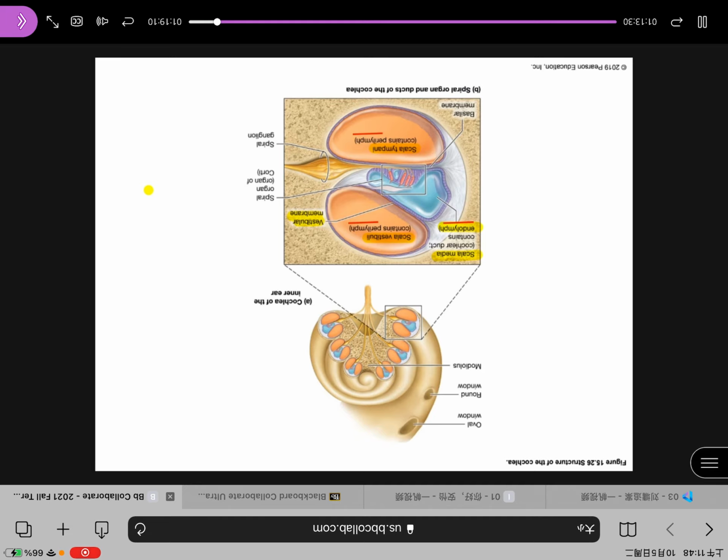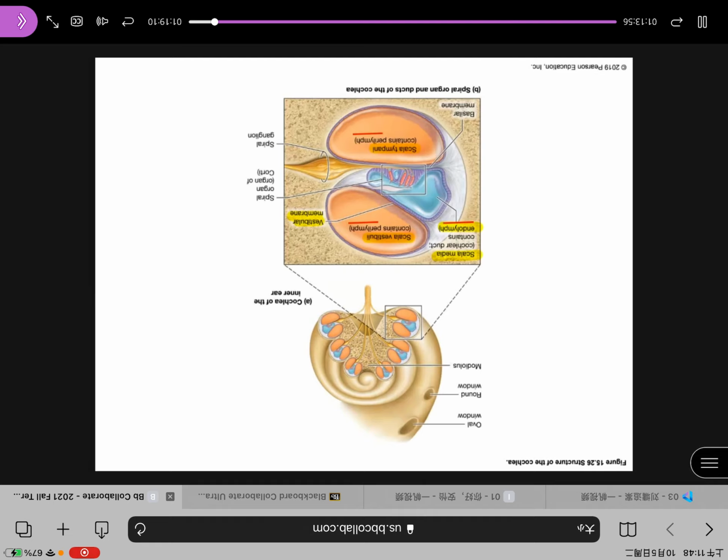Anyway, so you have there two cavities that surround the scala media. The scala media is the middle one, also called cochlear duct, filled with endolymph. But the two other cavities: the scala vestibuli is above a slanted line called the vestibular membrane, while the other cavity is the one that is below the basilar membrane.